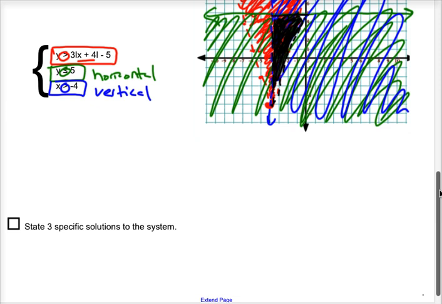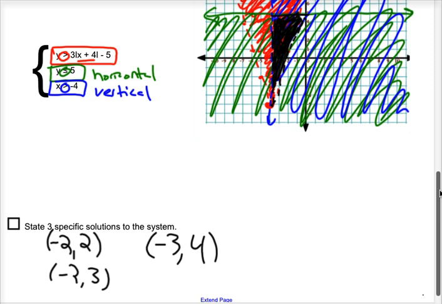So if we're being asked to identify solutions to the system? Well, you just have to look to see where this is occurring. So if I look, -2, 2 is in that black region. -2, 3 is going to be in that black region. -3, 4 is going to be in that black region. So all you have to do is identify points within that shaded region. And again, it either has to be within the shaded region or on a solid line boundary of the shaded region. Those are the only points that you can choose.